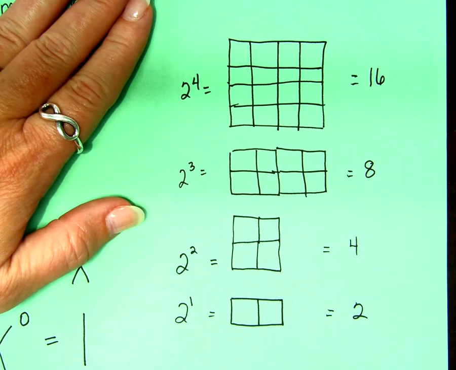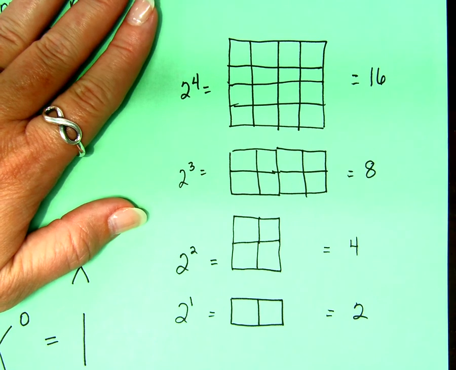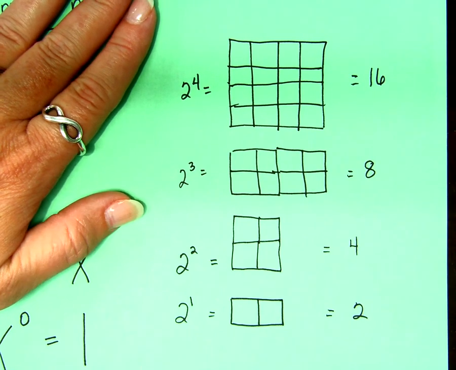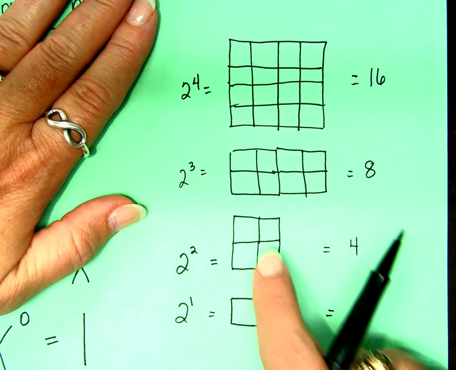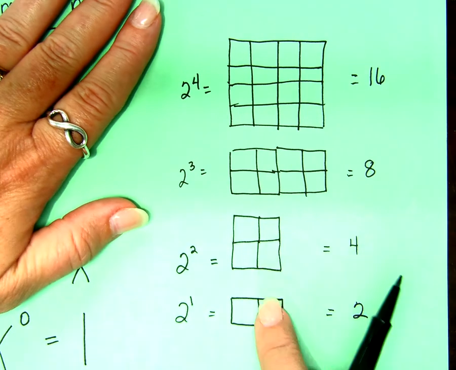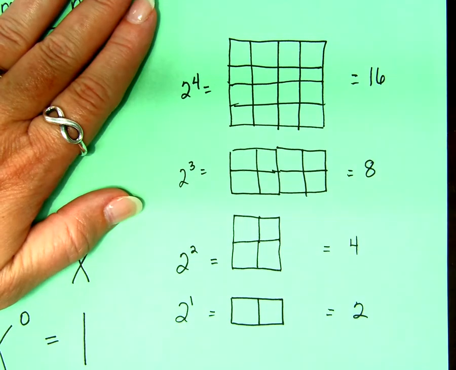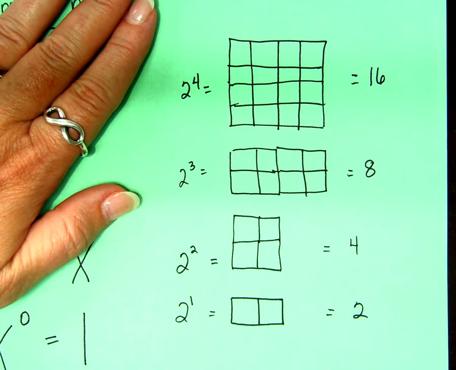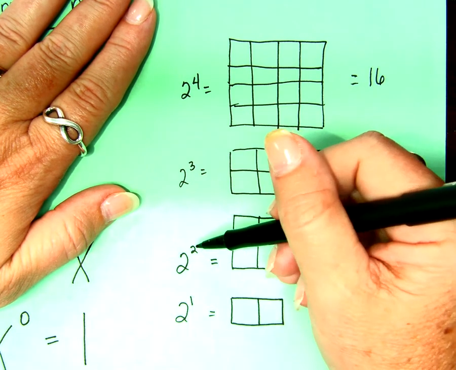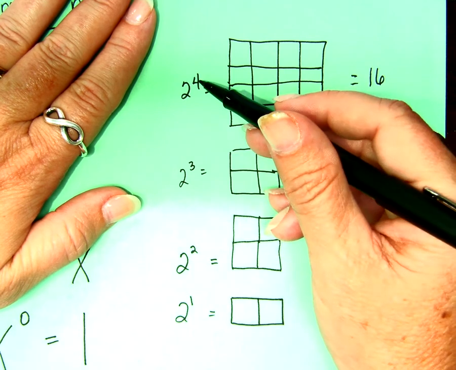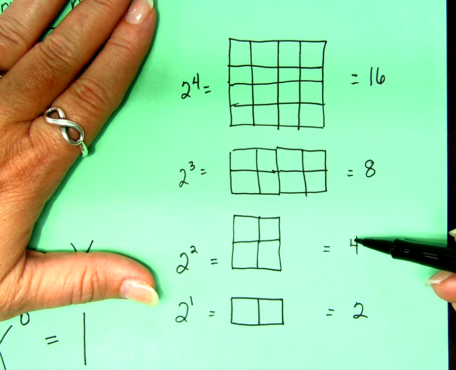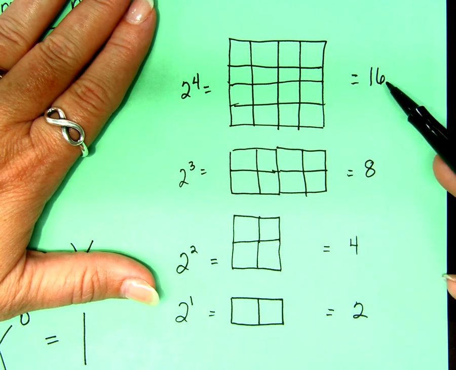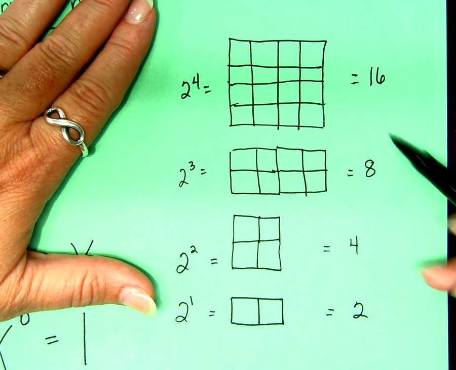Does anyone see a pattern? There's like 6 or 8 patterns. What do you mean? Like the size of the shape? So this is doubling every time, right? The actual shape. What other patterns do you see? Somebody else. So the exponent started with 1, and then it went to 2, so the exponent is increasing by 1 every time? What about the actual number? What's happening to it? It's multiplying by 2, right?